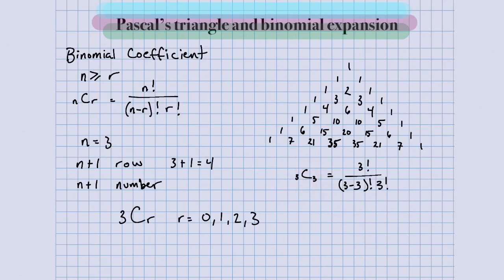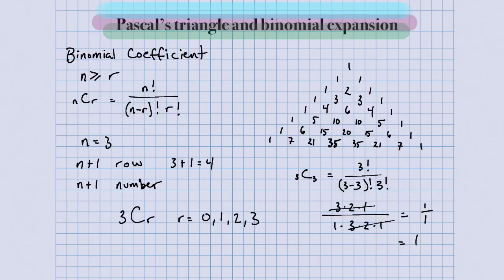Okay, 3 choose 3 is going to be 3 factorial over 3 minus 3 factorial times 3 factorial. 3 factorial is 3 times 2 times 1, over 0 factorial, and we know 0 factorial is 1. Where do we get the 0? 3 minus 3. And then this other 3 factorial is 3 times 2 times 1. This one and this one cancel out. What we're left with is 1 over 1, or just the number 1. And that number 1 that we just came up with is this number 1 here.